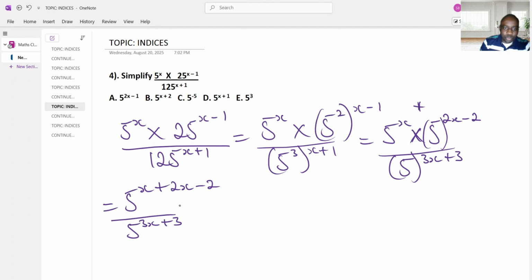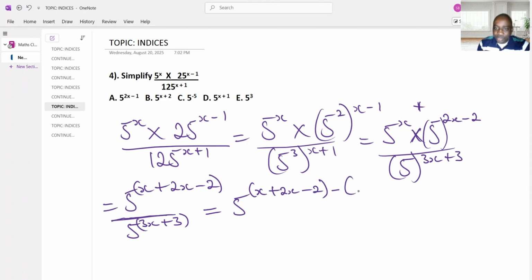Now, we are good. The next thing we are going to do is that we are going to combine them together. The denominator at the bottom will come up. Anything division in the law of indices is going to be minus. Let me bracket this one, so that by the time we combine them, it will be easier. So the one at the top, we have x plus 2x minus 2. This one at the top, you now say minus 3x plus 3. Now, we are good.